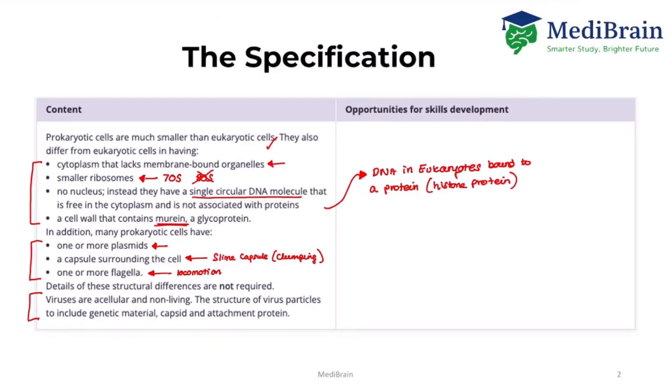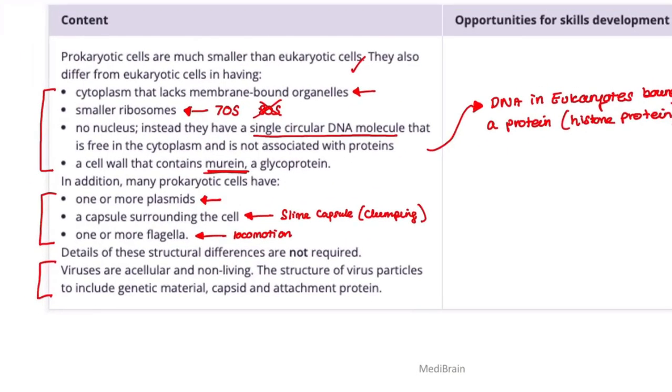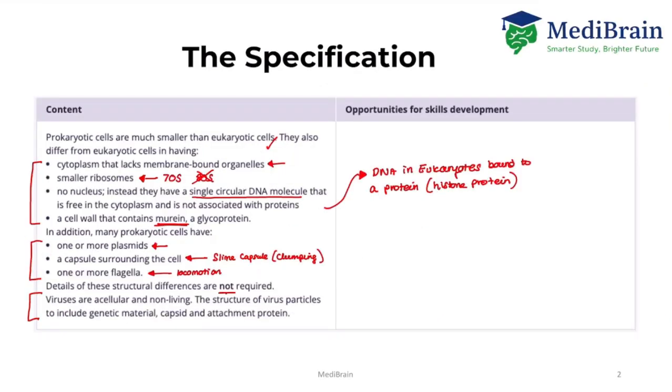So that's what we've looked at, and literally it ends there. It says details of these structural differences are not required. So unlike the eukaryotic cells, where you needed a bit of depth into the structure, that's not required for prokaryotic cells. Now what we're going to do is have a quick look at an example of a bacterial cell, and then we're going to move on to this final part of this topic spec by looking at viruses, and then we're going to move on to some exam questions.